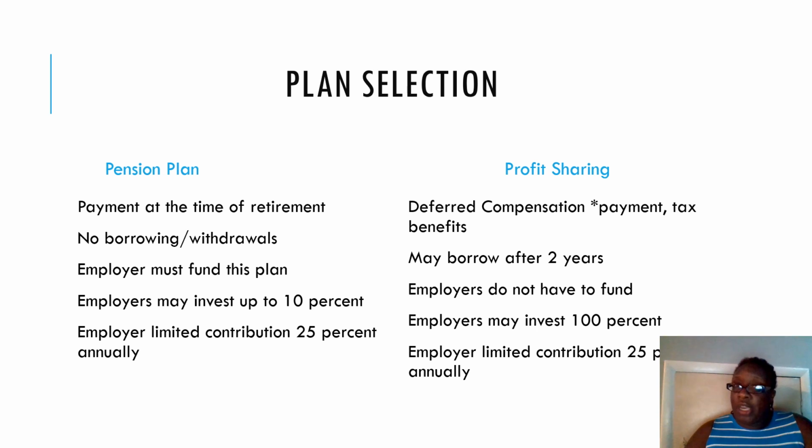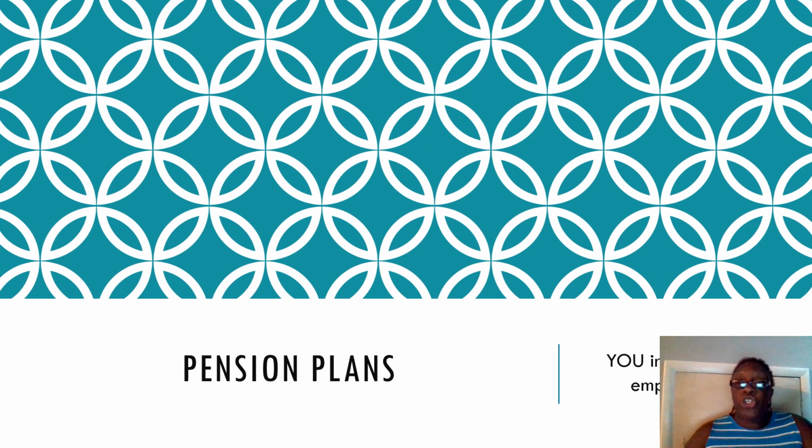Now, with the profit sharing, such as 401ks, accounts of that nature, it's deferred compensation, which is a tax benefit for your employees. They may borrow after 2 years. Employers, you are not required to fund these accounts, but you can do 100% investment. But also, the same as pension plans, there's only a 25% annual contribution that you can offer for this plan. With pension plans, you, as the employer, are investing in your employees 100%.